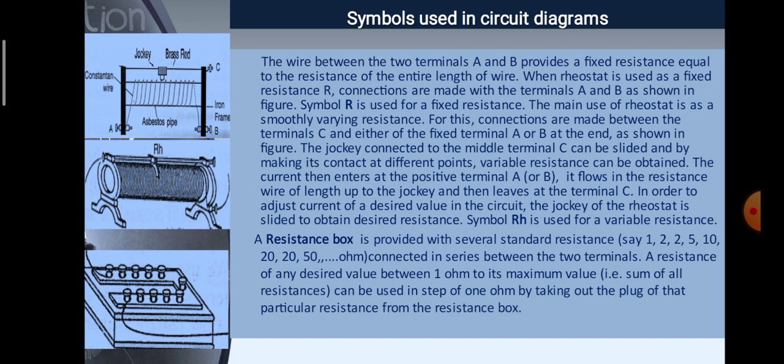A resistance box is provided with several standard resistances, say 1, 2, 2, 5, 10, 20, 20, 50 ohm connected in series between the two terminals. A resistance of any desired value between 1 ohm up to its maximum value can be used in steps of 1 ohm by taking out the plug of that particular resistance from the resistance box.